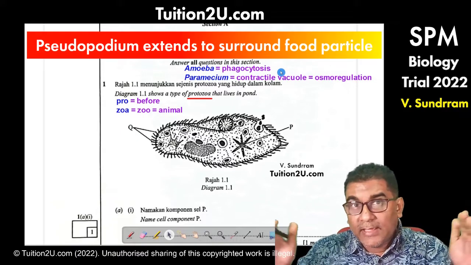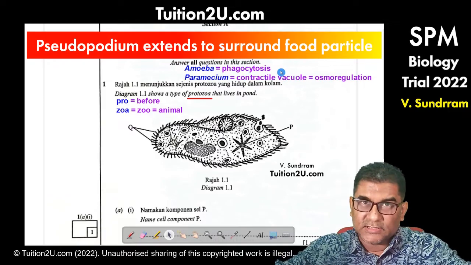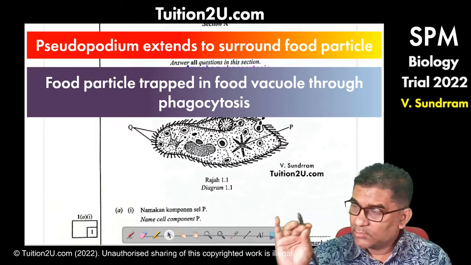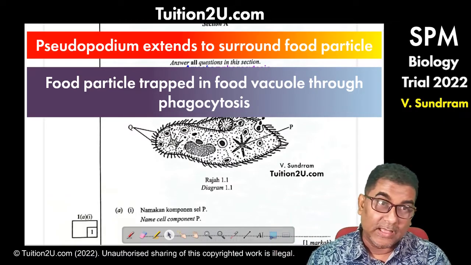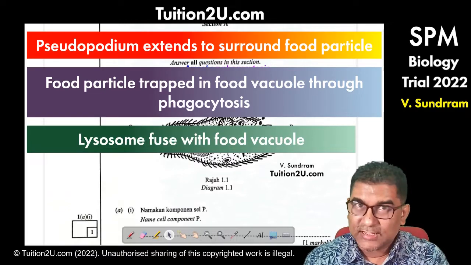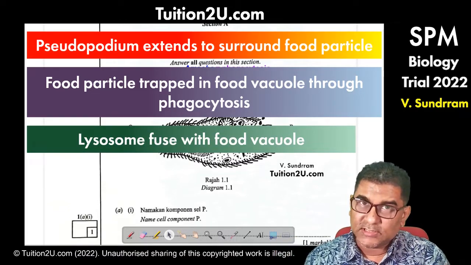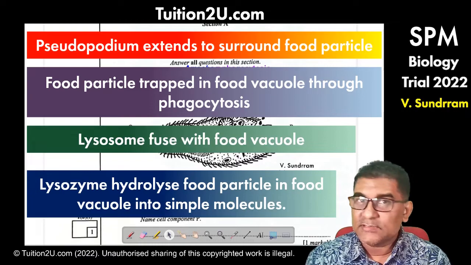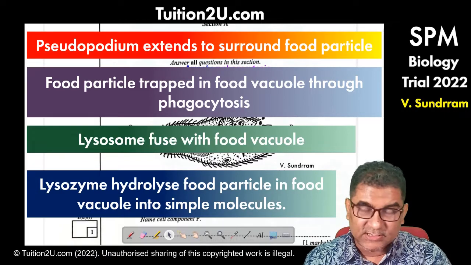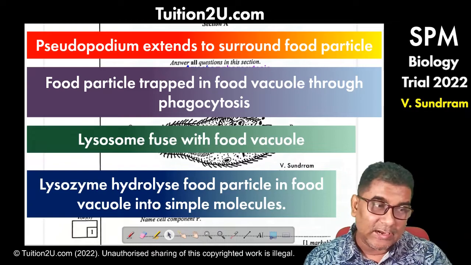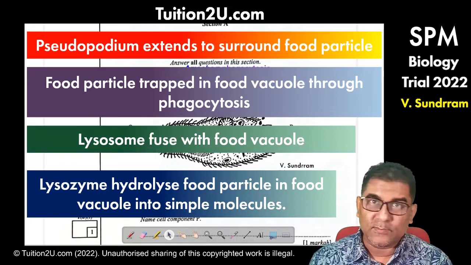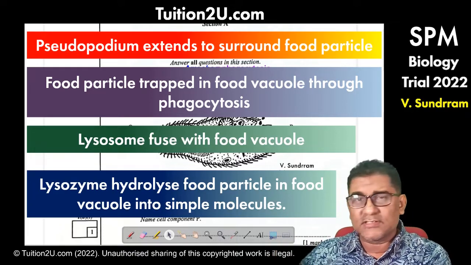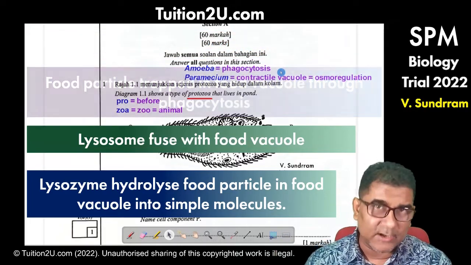The pseudopodium extends to surround the food particle. The food particle is trapped inside a food vacuole through phagocytosis. We need lysosome in the cell to digest the food. So the lysosome in the cell will fuse with the food vacuole. The enzymes in the lysosome, we call it lysozyme, hydrolyze the complex food into simple molecules. That is phagocytosis of Amoeba. If Amoeba comes out, chances are high the phagocytosis process will be part of the answer.